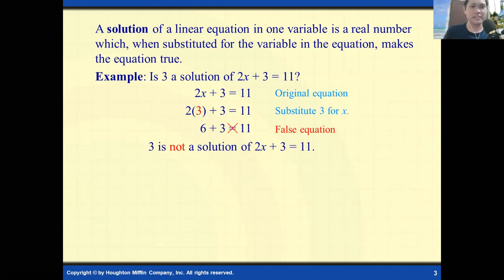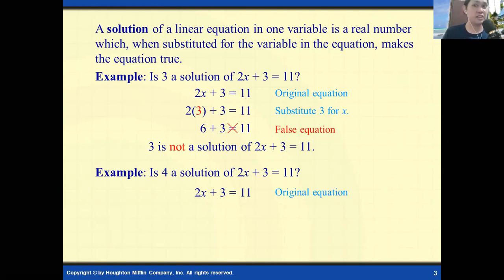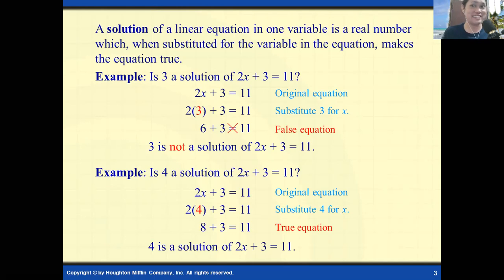Now, another example for 2x plus 3 is equal to 11. Again, we are identifying if the given value is a solution or not to the given linear equation in one variable. Is 4 a solution of 2x plus 3 is equal to 11? Yes or no? Let's see your guess. 2x plus 3 is equal to 11, the original equation. Then you have 2 times 4, substituting the 4 for the variable x, plus 3 is equal to 11. That gives us 8 plus 3, which is equal to 11, correct? So 4 is a solution of 2x plus 3 is equal to 11. I hope you can follow.